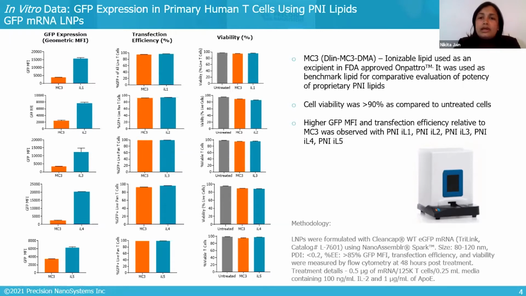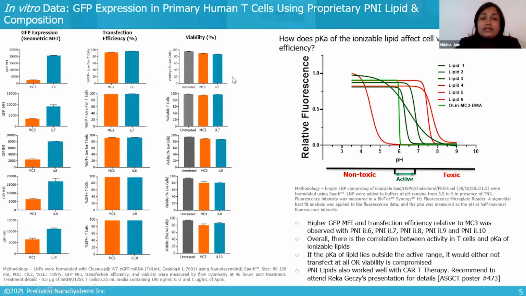As you all know, Onpattro received FDA approval in 2018, and in its formulation, one of the ionizable lipid components is MC3 lipid. Hence, for all the experiments that we do in-house, we always compare the potency of the PNI proprietary lipids against the MC3 lipid. You can see that in all these cases, the PNI lipids outperform the MC3 lipid. And in terms of viability, there were no cell deaths. The viability was excellent.